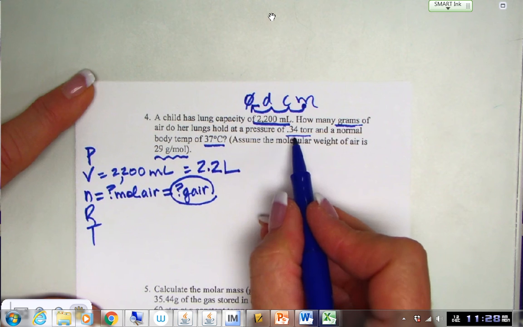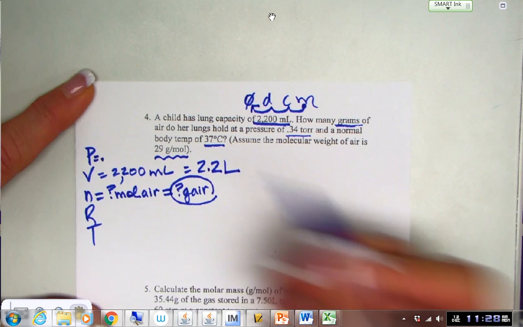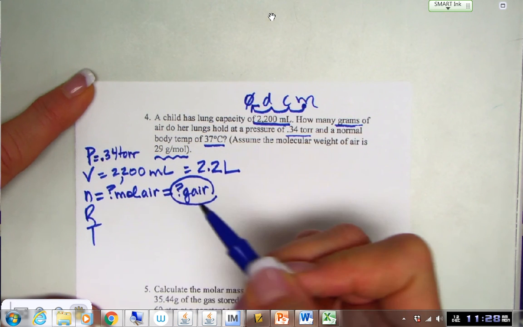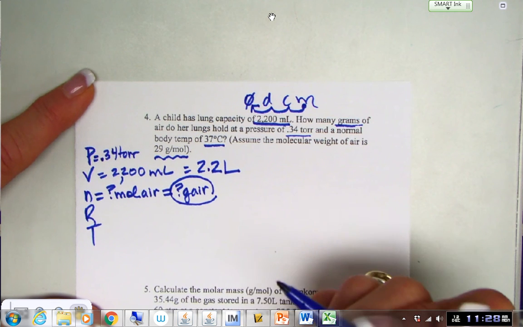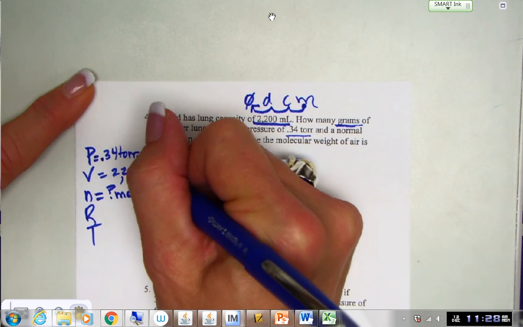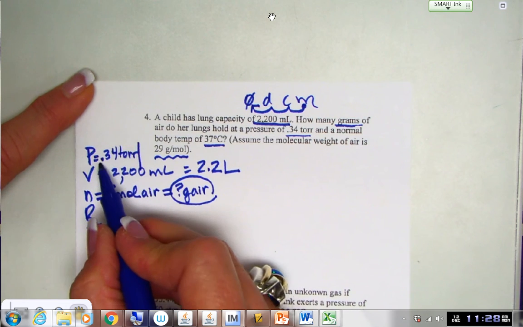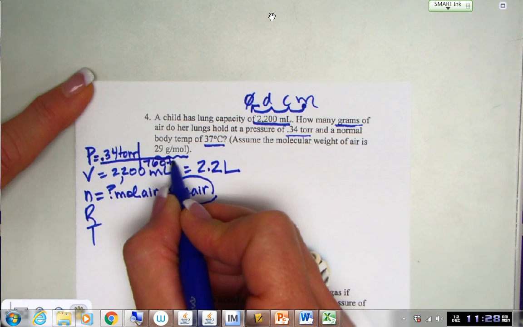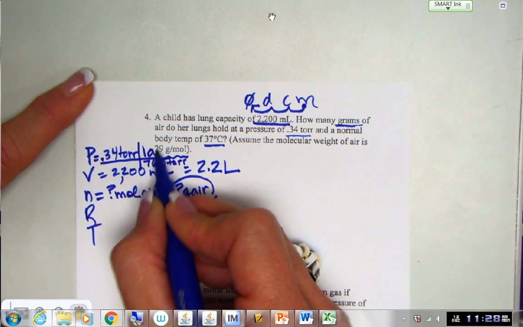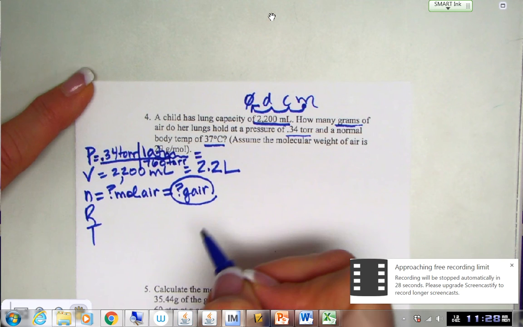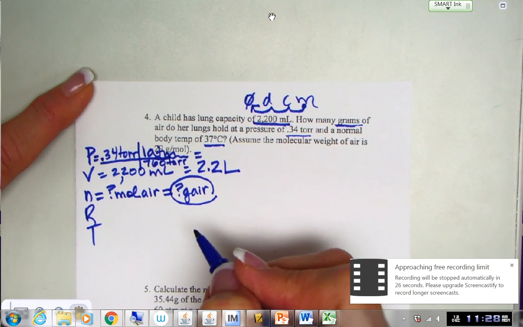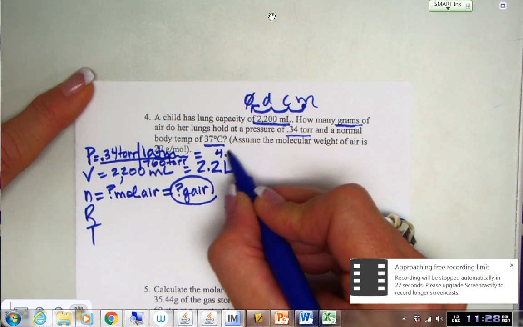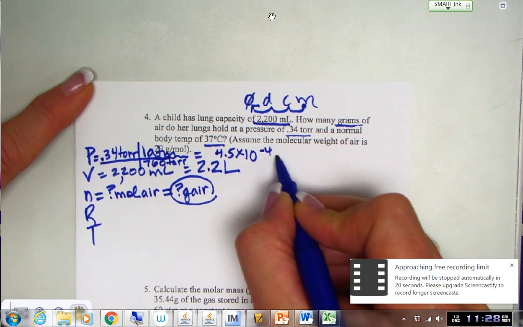Here they give us the pressure in torr, so 0.34 torr. Now, can we leave our pressure in torr for this gas law? No, we cannot. So we're going to convert, and I don't have a lot of room here, but remember, to convert, we divide by 760. We learned that 760 torr is equal to 1 atmosphere. We have to go to atmospheres here. That's going to give us, for our pressure, 4.5 times 10 to the negative 4 atmospheres.